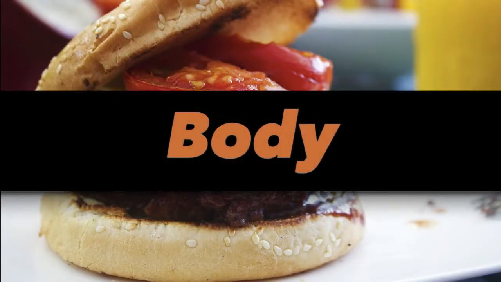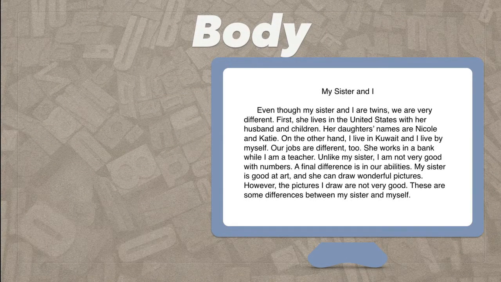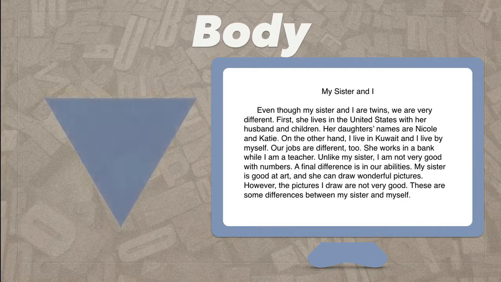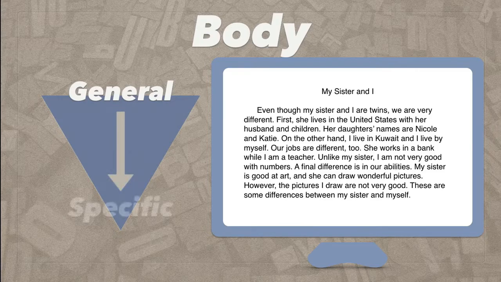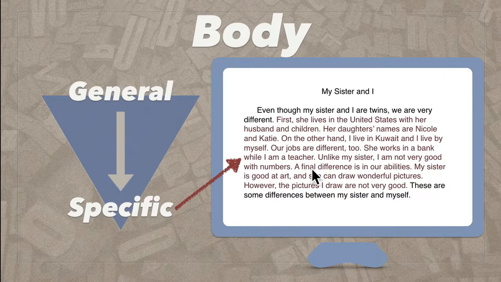Next, we have the body. Now, the body goes from general to specific. What I mean is that, remember, the topic sentence is general, and the specific, detailed areas are really in the body, specifically in this area. Notice we have these words like first, on the other hand, and final. These are signal words to show you a progression from one idea to the next idea.